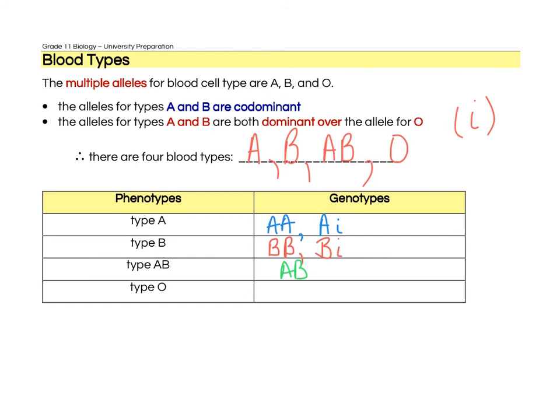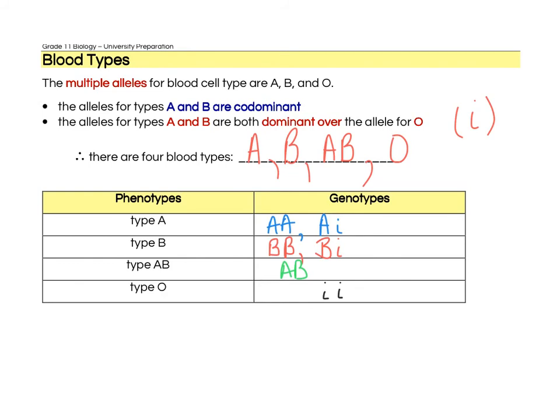Now, type O blood, in the same way, as soon as I have any of the other alleles for A or B, then the O type blood will not be expressed. So the only way that I see type O blood expressed is if I have little i. It is the homozygous recessive blood type.